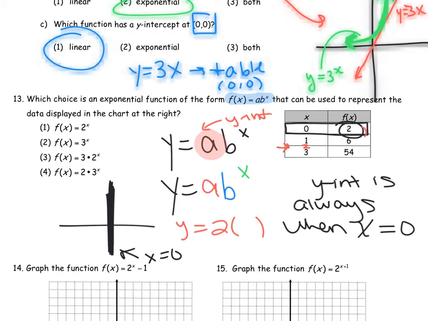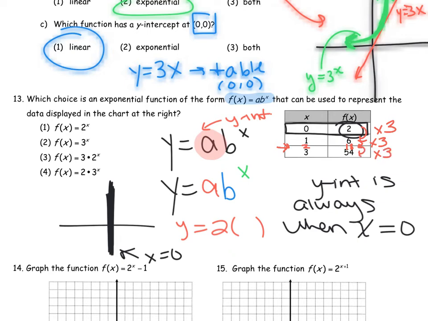Because if we look, 2 times what gets me to 6? 2 times 3. 6 times what will get me the term that's missing here? So 6 times 3 will get me that term that's missing. Well, if I multiply it by 3, this will be 18. And what's 18 times 3?